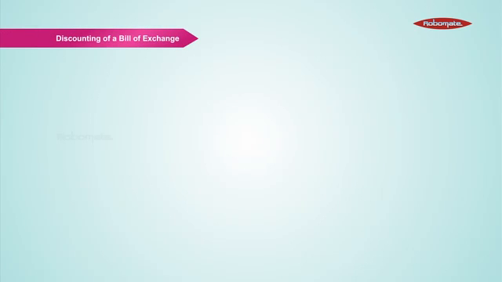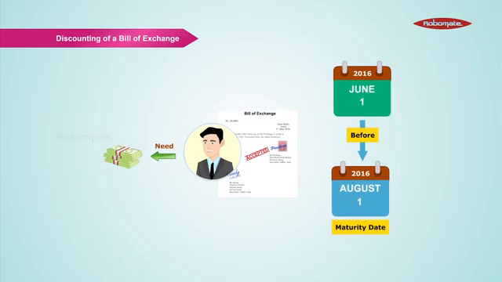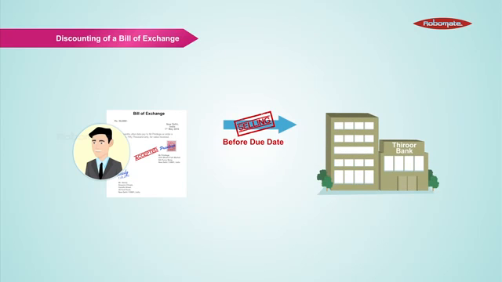Discounting of bill of exchange. Let us understand what this means. In case Mr. Privilege needs money before the maturity date, he will have to discount the bill of exchange. Discounting of a bill means selling the bill before the due date to a bank. The bank charges discount as it needs commission for its service rendered. The bill is sold at less than its face value.